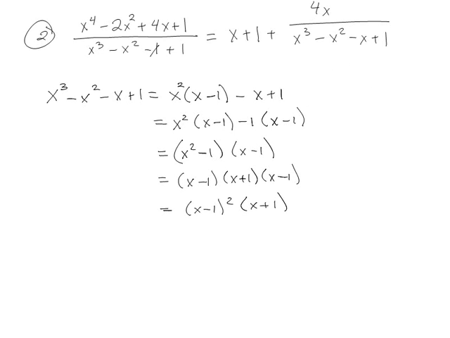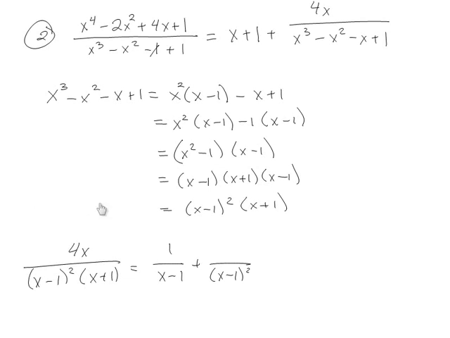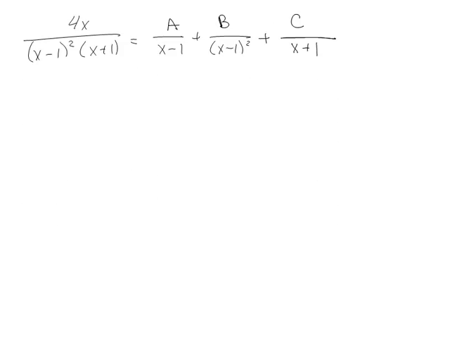Okay, so now basically I want to say that 4x over this needs to be equal to x minus 1, x, now there's 2 of those, so I have to do it twice, and then x plus 1. These are all linear, so the things in the top are a, b, and c. That was fun.